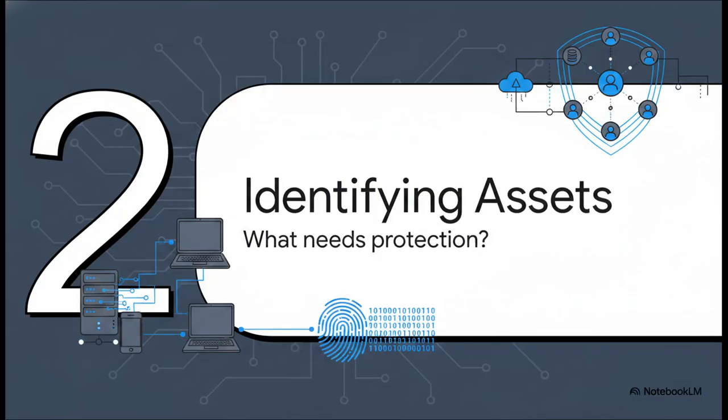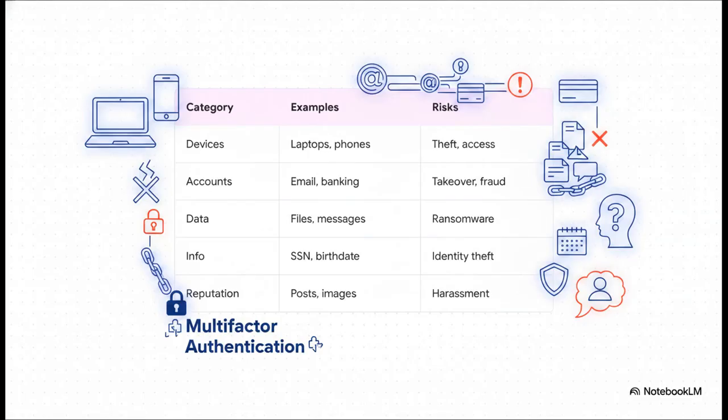Moving on to Section 2, Identifying Digital Assets. So, when we're inventorying what actually needs protection, we look at a few different categories. First up, physical devices, like laptops and smartphones. The risk here is pretty obvious, right? Theft, damage, or unauthorized access.